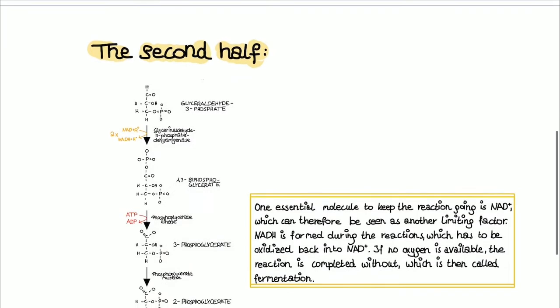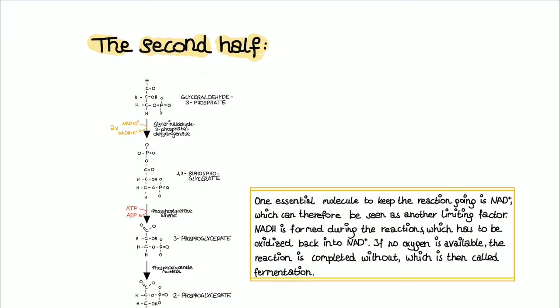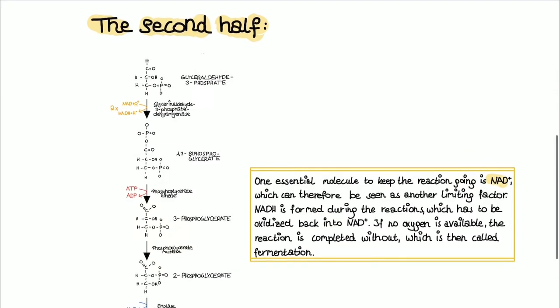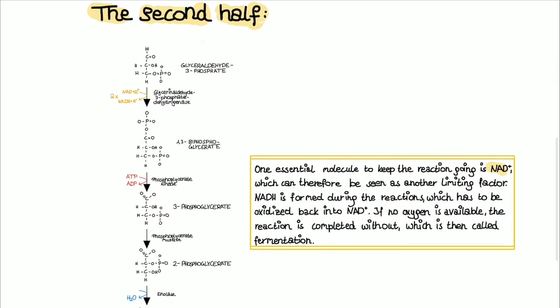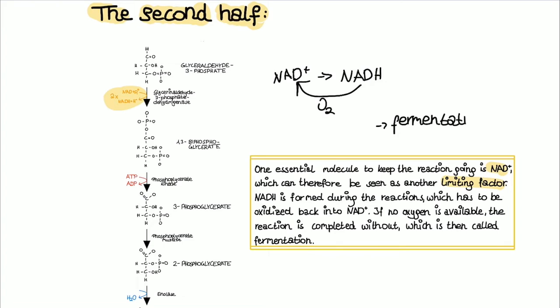One essential molecule to keep the whole reaction going is NAD+, which can therefore also be seen as a limiting factor. It's converted into NADH during the reactions, which has to be oxidized back into NAD+. This can be done with oxygen, but also without, which is then called fermentation. So here we've got another important point, because the basic difference between fermentation and glycolysis is oxygen.